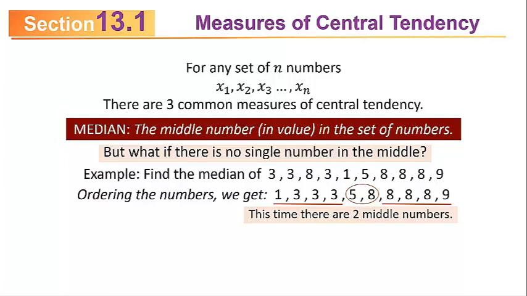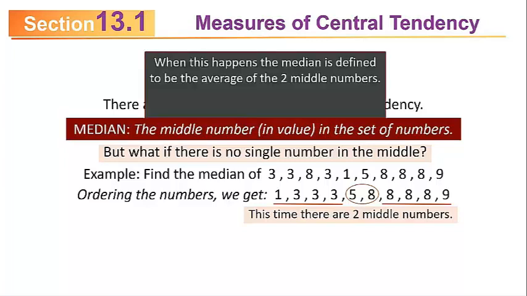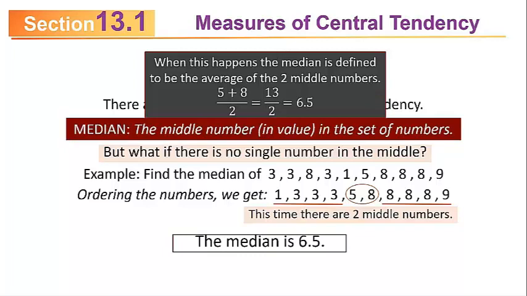5 and 8 are the two numbers closest to the middle. And when that happens, you simply average the two middle numbers. You take 5 and 8, add them up, divide by 2, and you'll get 6.5 in this particular case. You only do that when there's no single value in the middle. So in this case, the median is 6.5.